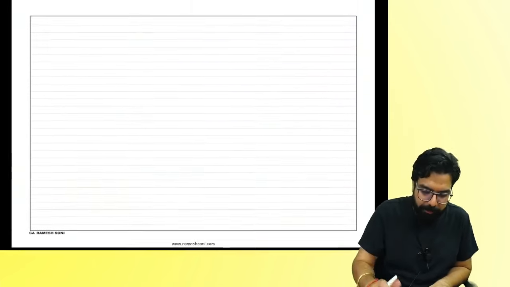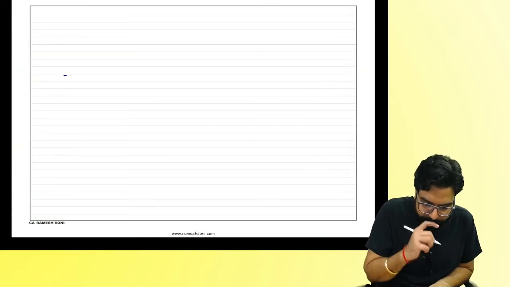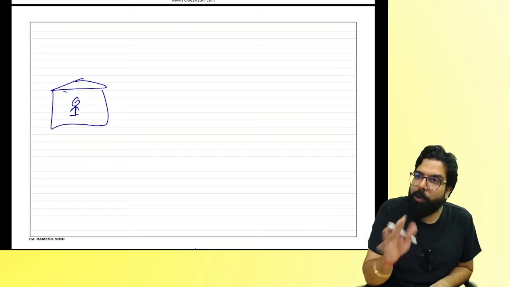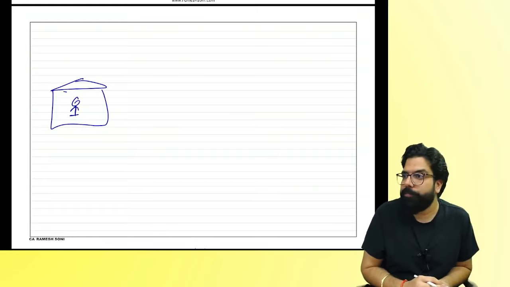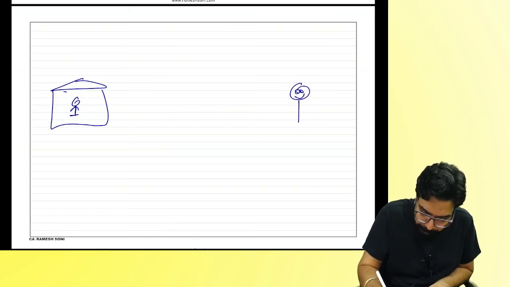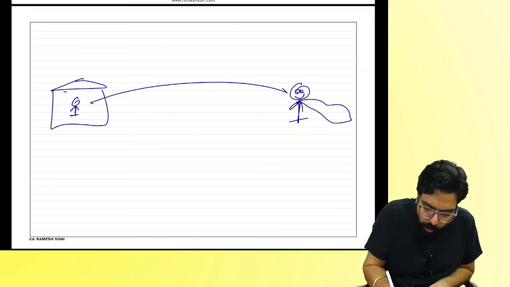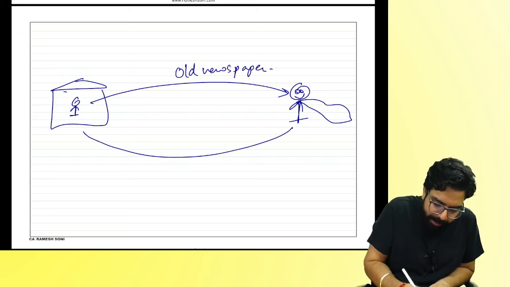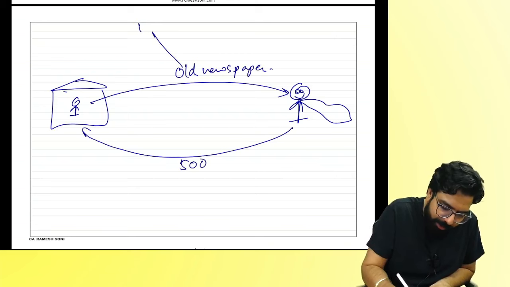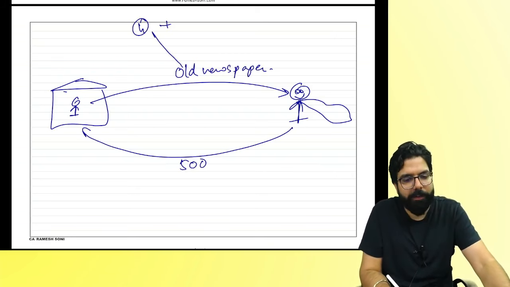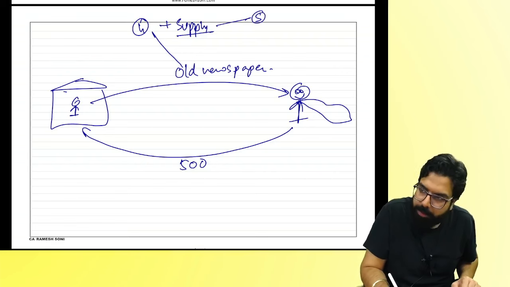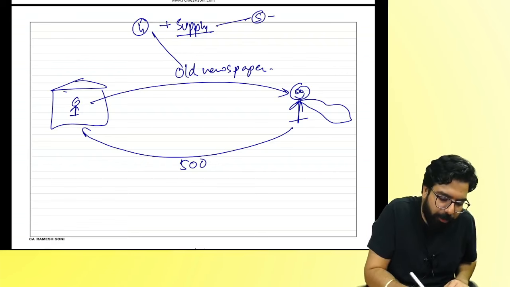I'll give you one example. Supposingly, this is my home. Okay, everyone. In my home, old newspapers are lying. This is one garbage guy who came. I gave him the old newspaper. He gave me 500 rupees. My question, is it goods? Louder. Is it supply? Sale? Disposal? You call it disposal?